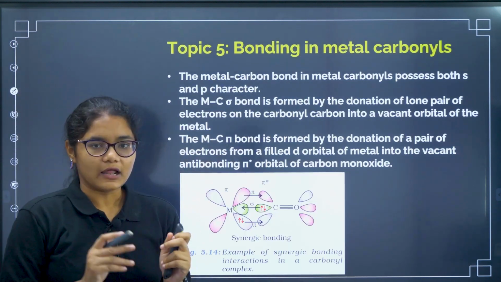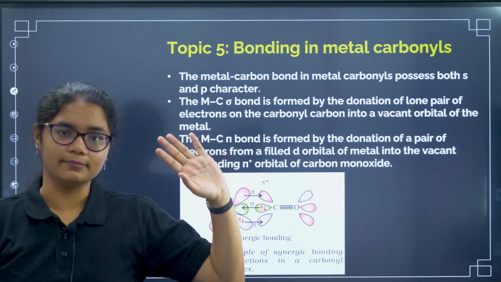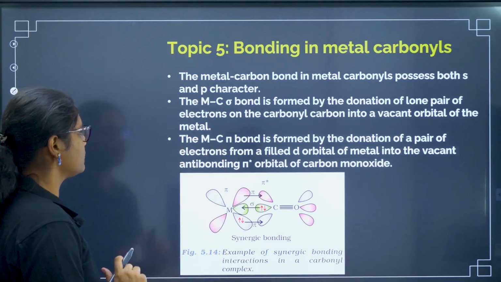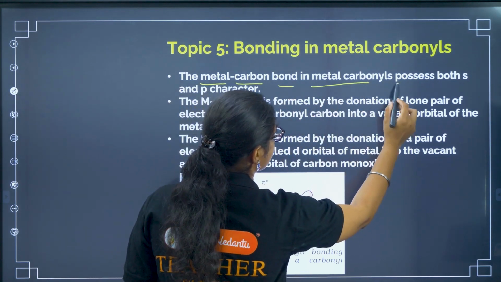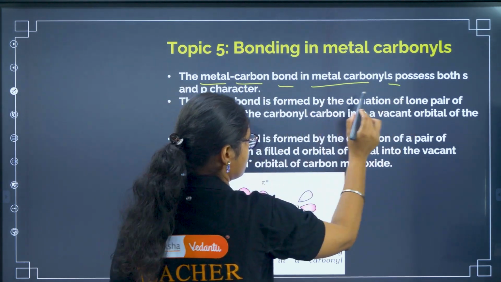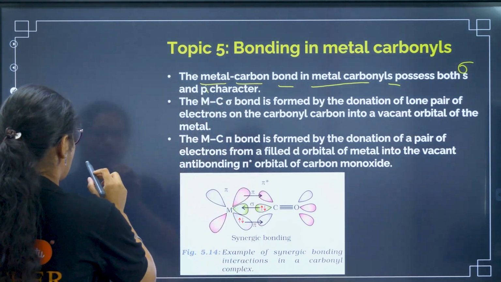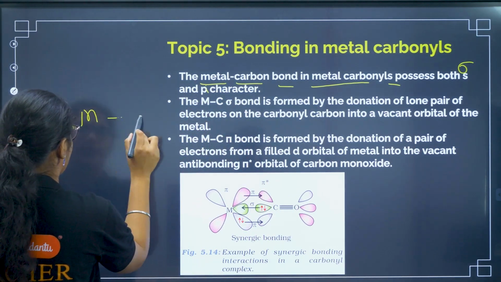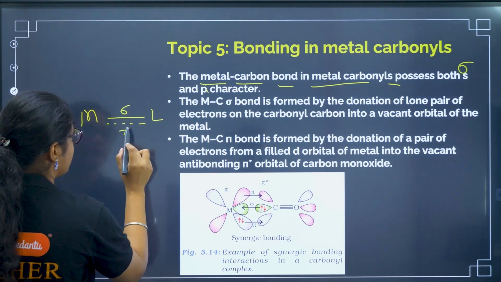Okay, now coming to the last topic, not a very important topic, but if you remember some three points, this topic will be done. So first of all, a metal carbon bond in metal carbonyl possesses both sigma and pi bond. Okay, so we have here metal and ligand. And between metal and ligand there is both sigma and pi bond.